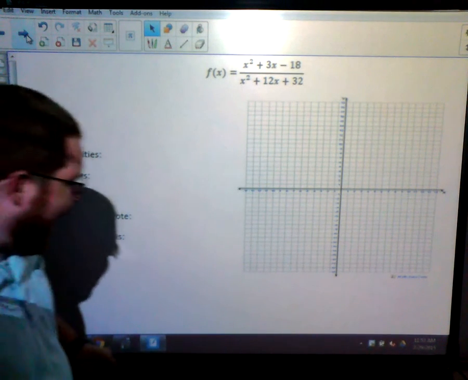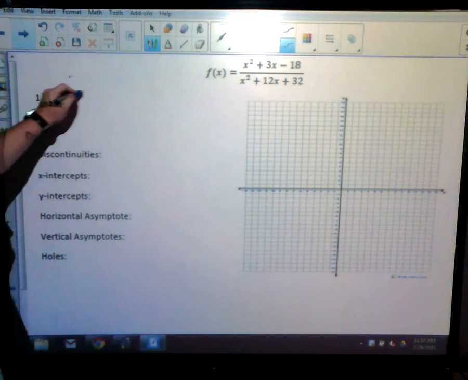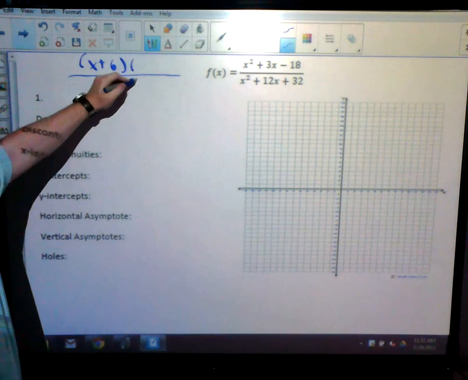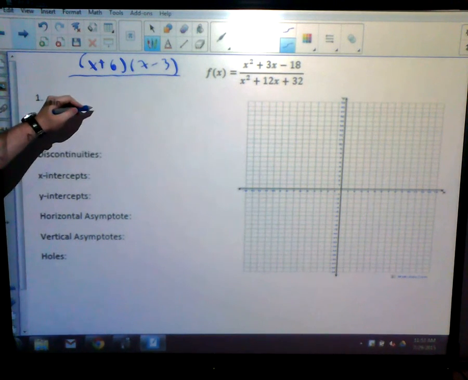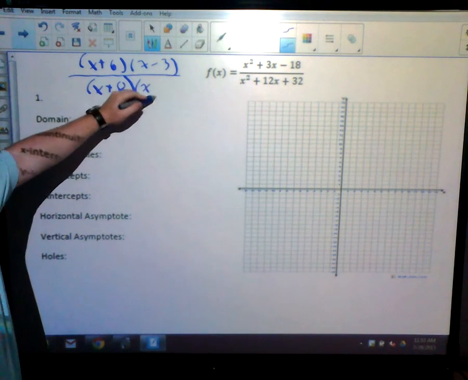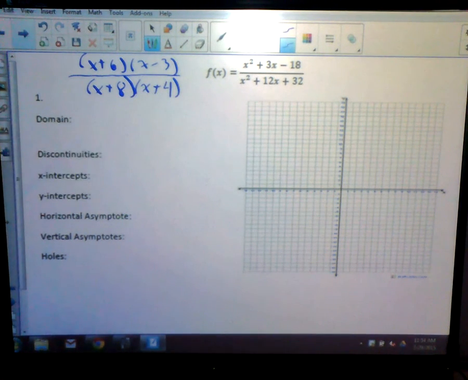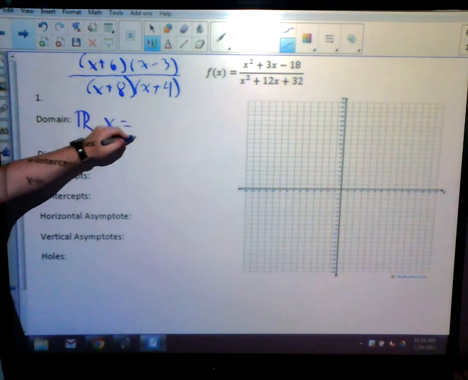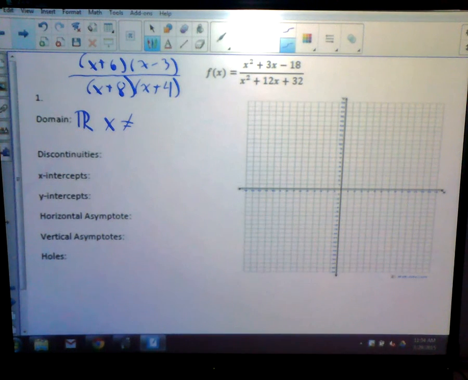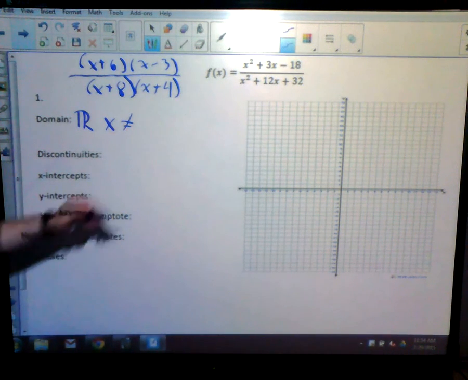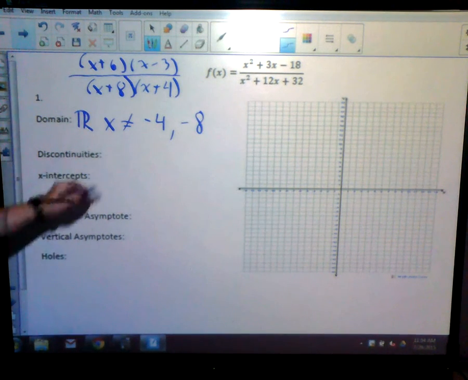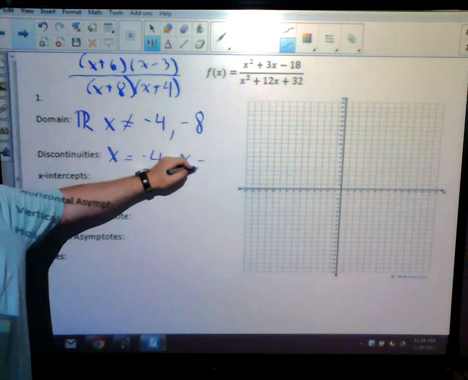Before I get into this, I have to factor. Have to. So what's the top going to factor as? x plus 6 and x minus 3. What's the bottom going to factor as? x plus 8 and x plus 4. So the domain. The domain is all real numbers except what it's not. What two numbers would make the bottom 0? -4 and -8. What are my discontinuities then? They're -4 and -8.